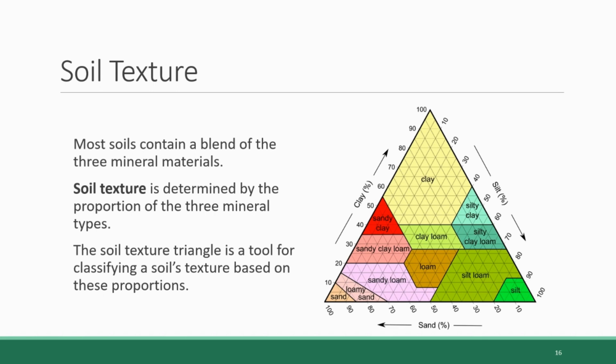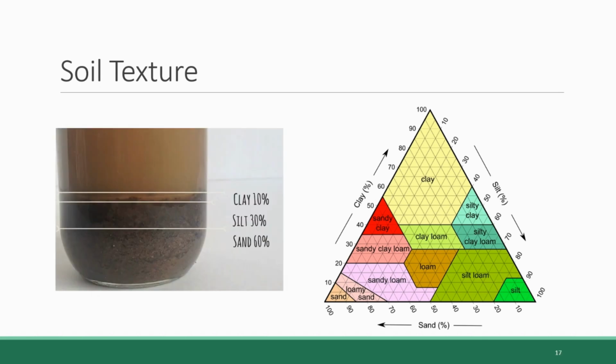And there's this graphical tool called the soil texture triangle that is used to classify a soil based on these proportions. And to use the soil texture triangle, you need to first know the percentage makeup of your soil in terms of the three mineral components. And this can be done very precisely with laboratory testing, or it can be done more roughly with a simple home test where you put a sample of soil in a glass jar with water and let it settle.